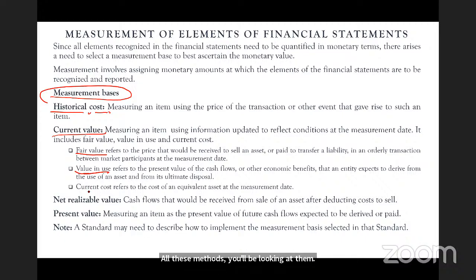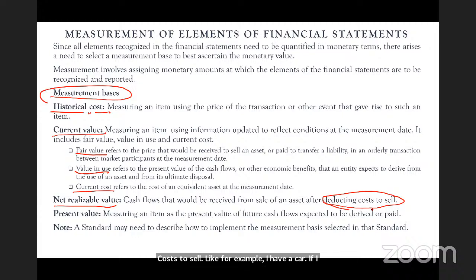Then current cost. Current cost is the cost of an equivalent item, an asset of the same nature. Then net realizable value. The net realizable value is a bit closer to what we have looked at, but it factors in the costs to sell. If you're to ascertain the net realizable value, kindly get the price that you would receive if you sold that item, but deduct costs to sell. Like, for example, I have a car.